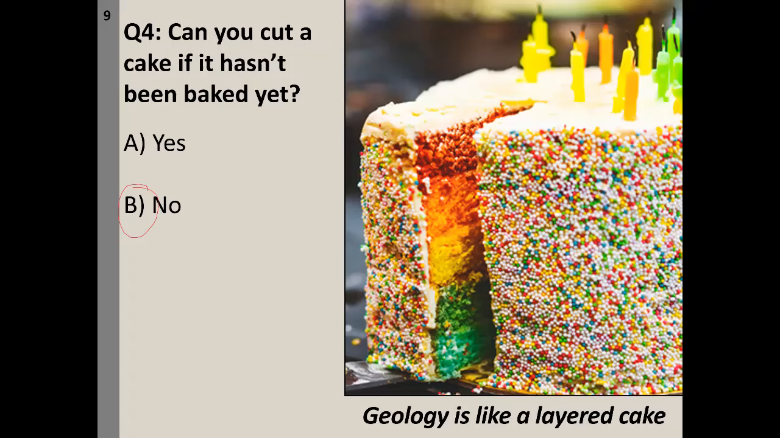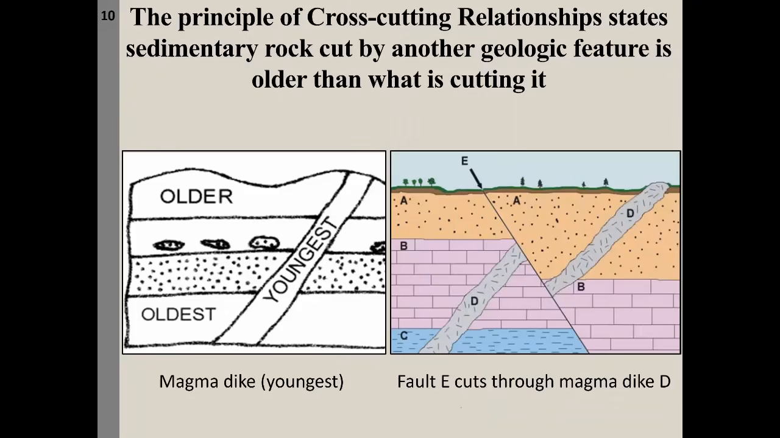Okay, similarly, again, the principle of cross-cutting relationships states sedimentary rock cut by another geologic feature is older than what is cutting it. Perfect example here on the left. Like we talked before, we've got the law of superposition and original horizontality going on over here. That's great. Oldest, 1. Then we got 2. Then we've got 3. And then we've got 4. Okay, well, what about this youngest?